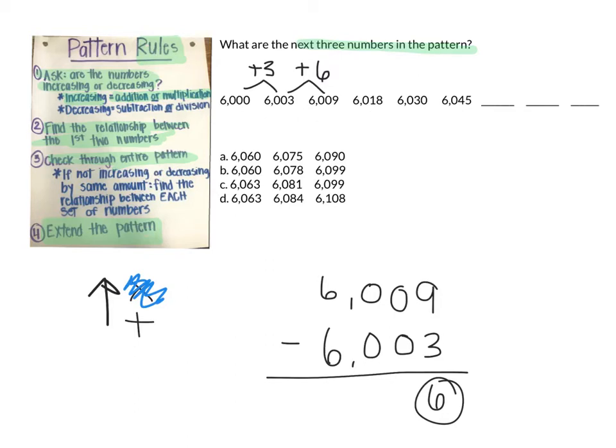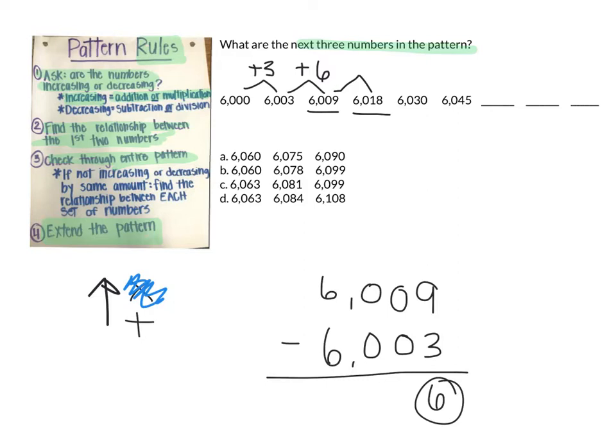Now I want to find the relationship between 6,009 and 6,018. Well, we could try plus 3. 6,009 plus 3 would be 6,012. That doesn't match. Let's try plus 6. 6,009 plus 6 would be 6,015. Well, that doesn't match either. So again, we can use this trick where we find the difference instead of using mental math.